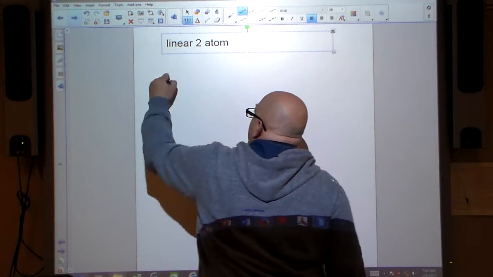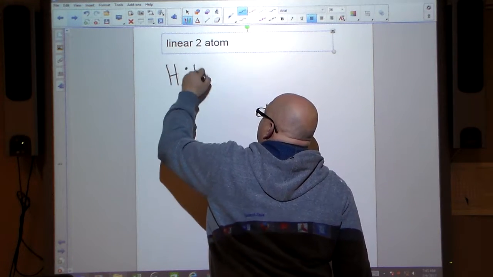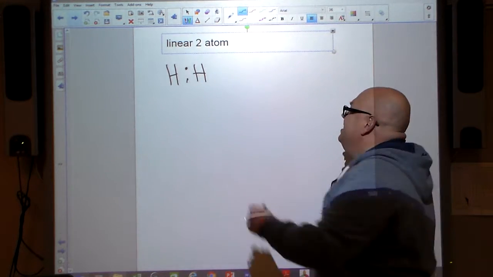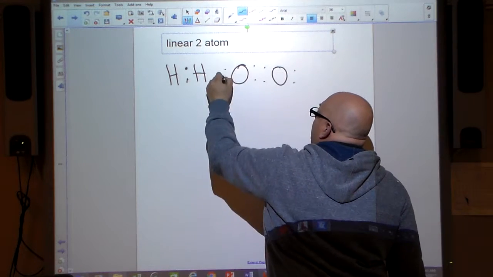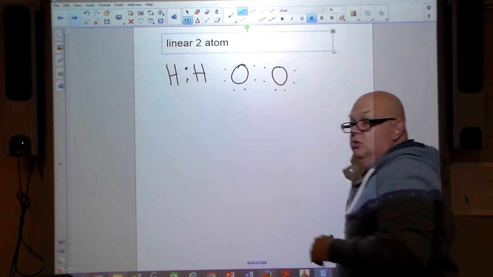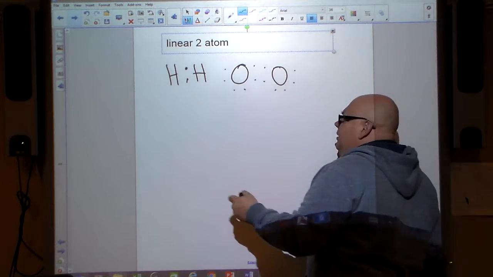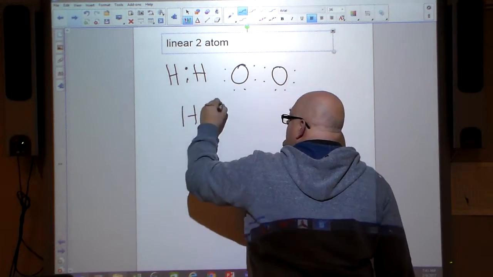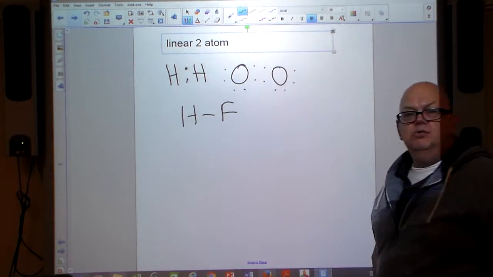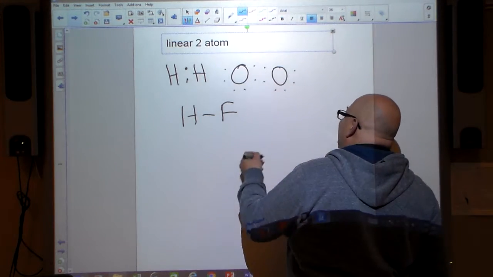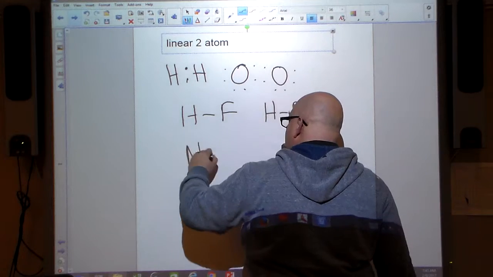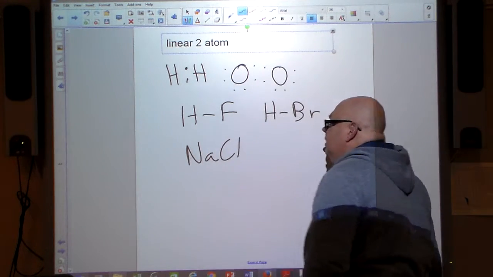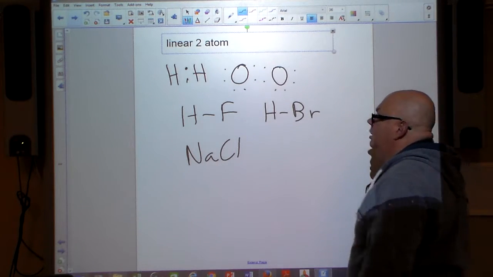It doesn't matter if it's H2. It doesn't matter if it's O2. That doesn't matter. But on the other hand, you could have something like this. So these are all examples of linear molecules. All these are linear molecules.